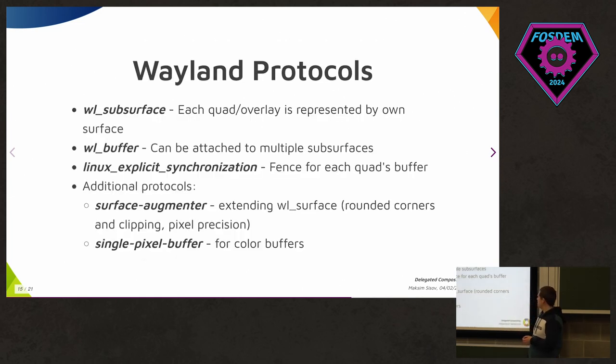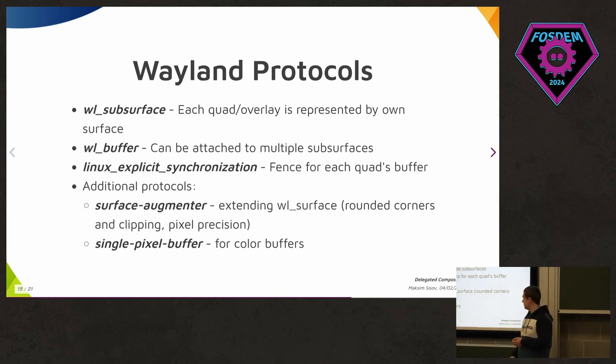And in order to achieve that, at first I was thinking that there were more things we implemented, like some custom things, but in the end it wasn't that much. So the Wayland subsurface, that's a standard, right? Let's say we were sending quads as overlays. Each quad was represented by its own surface. Of course, Wayland buffers and the explicit synchronization protocol, because we want the job to be asynchronous.